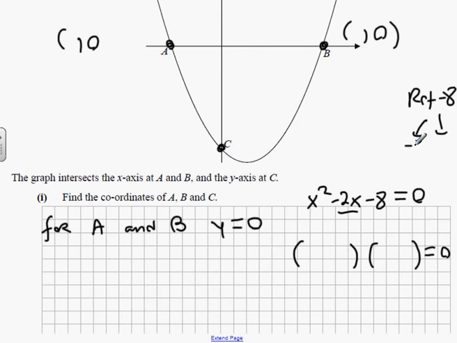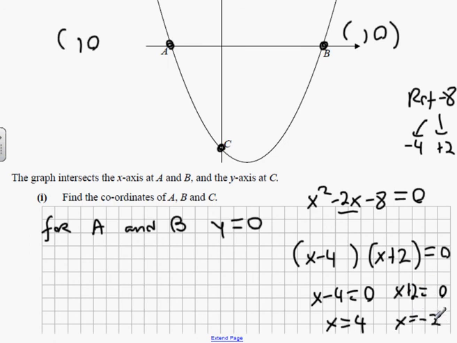-4 plus 2. X minus 4, x plus 2 equals 0. X minus 4 equals 0, x equals 4. X plus 2 equals 0, x equals -2. This makes the point A is -2, 0, and the point B 4, 0. Everybody happy with that? Now, what are you guaranteed about the y-axis? The x value has to be equal to 0. So, for C, x has to be equal to 0.